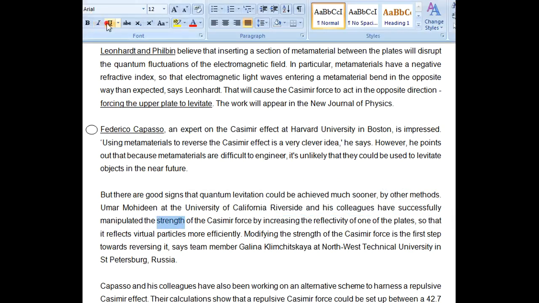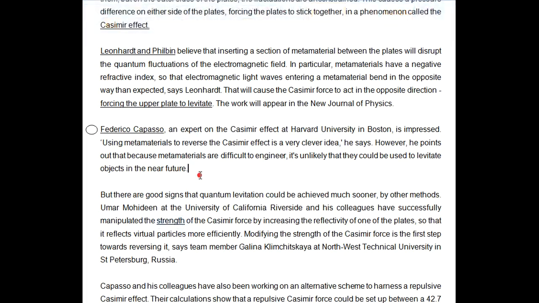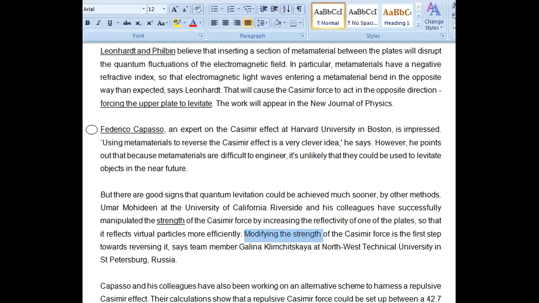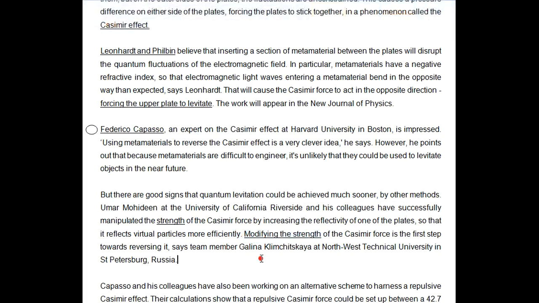I'll underline it. I'll find out why to modify it by increasing the reflectivity of one of the plates so that it reflects virtual particles more efficiently. Modifying is the final keyword. Why do we modify the strength here? Now you will get the answer. Modifying the strength of the Casimir force is the first step towards reversing it. So they are trying to reverse it. That is what they are doing it for.